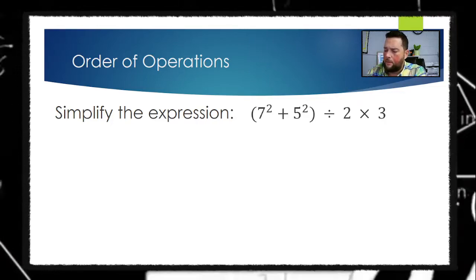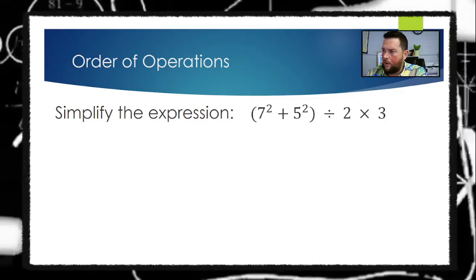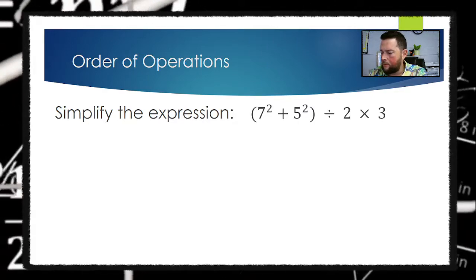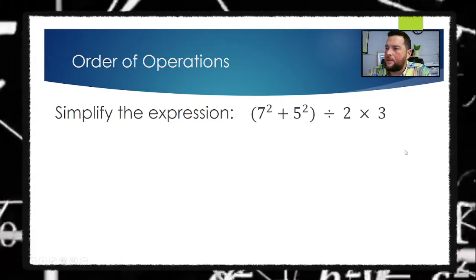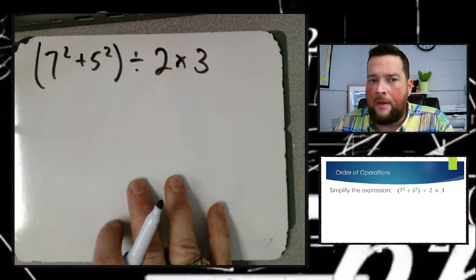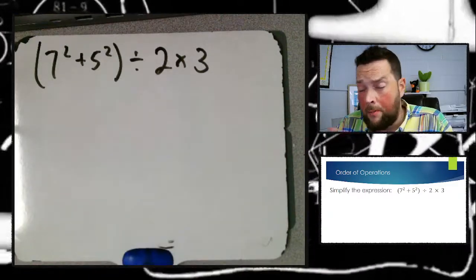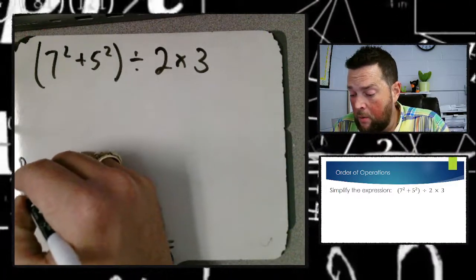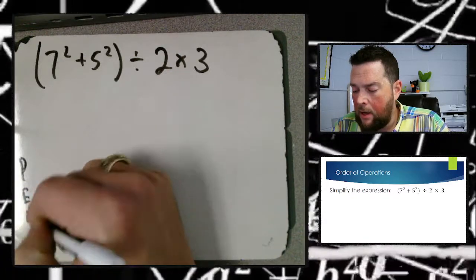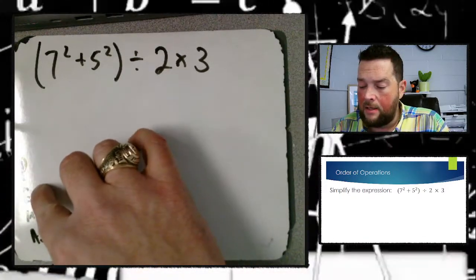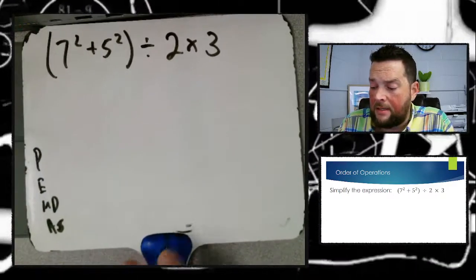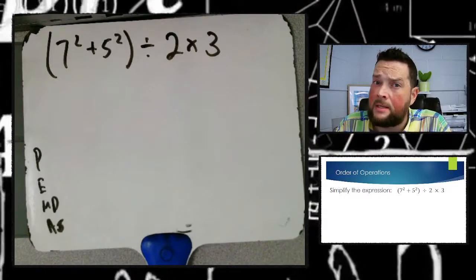All right, so we've got 7 to the power of 2 plus 5 to the power of 2, divided by 2 times 3. This one's got a lot of places inside it that would trip students up. But the first thing we want to do is write down our order of operations. I like to write it like this, where the P is in one step, the E is in one step, the MD are in the same step, and the AS are in the same step. This reminds us there's just 4 steps of PEMDAS, not 6.